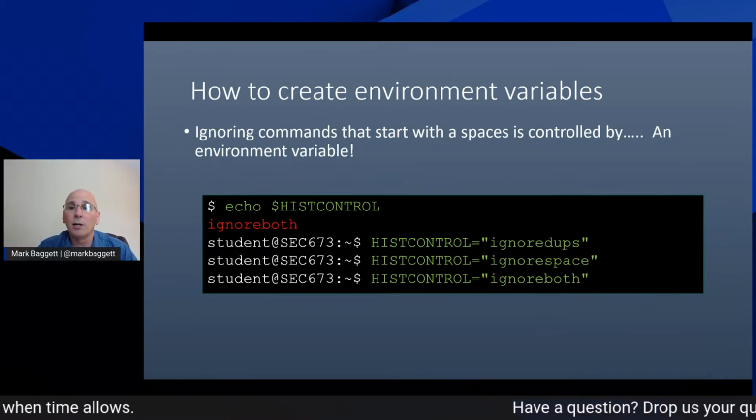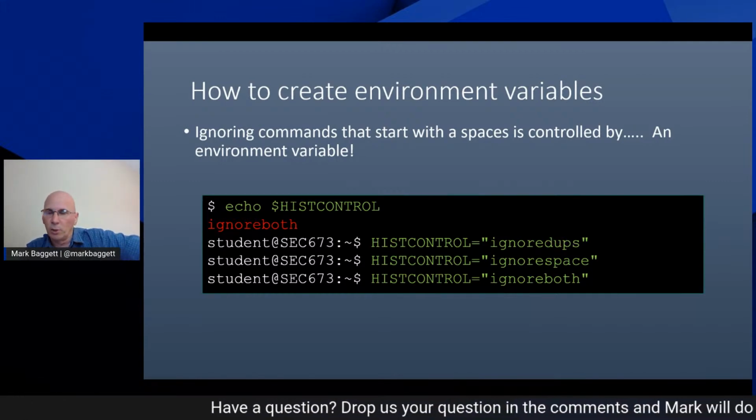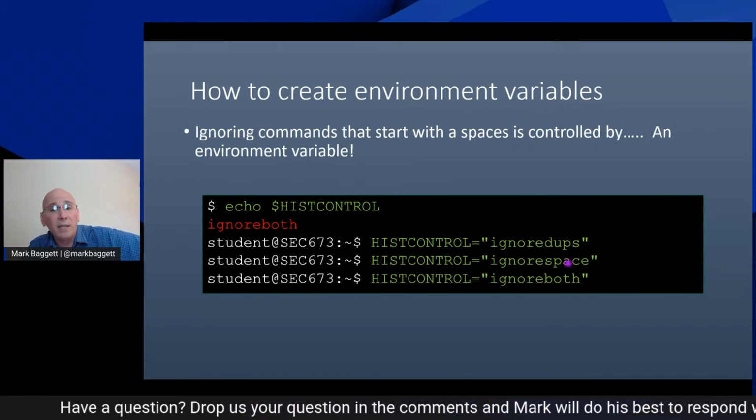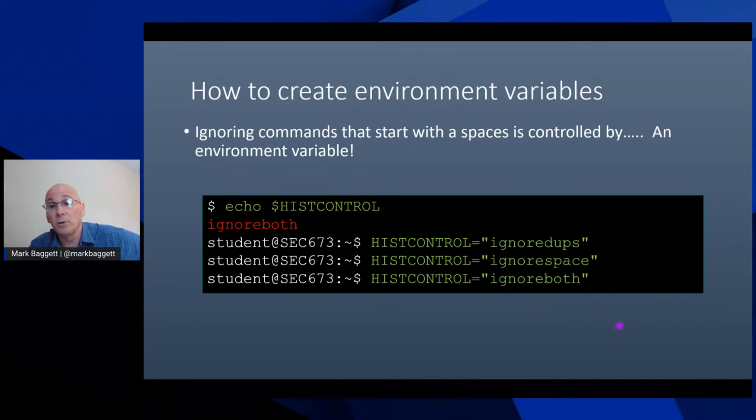The other options are ignoredups, which says if I type the same command twice, only record it in history once; ignorespace, which says if I have a space in front of it, then ignore the command; or ignoreboth, which ignores dupes and spaces. So you can check HISTCONTROL and see if it says ignoreboth or ignorespace. That's a step we can take to prevent environment variables and any kind of sensitive data, not just environment variables, from being recorded in our history files.